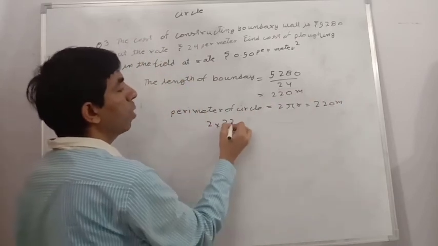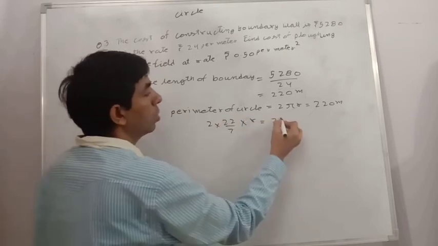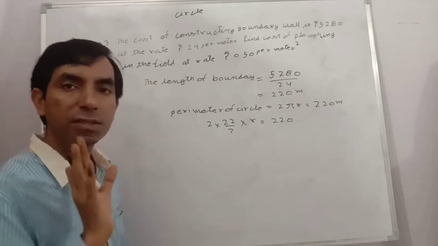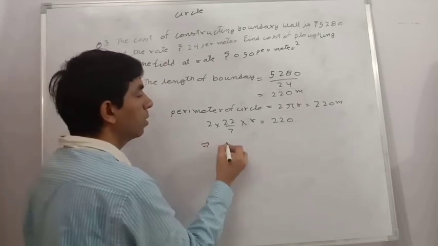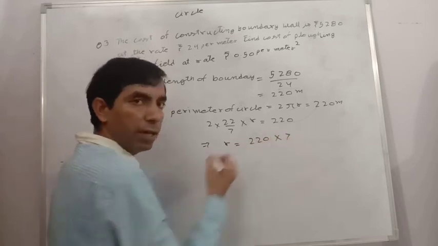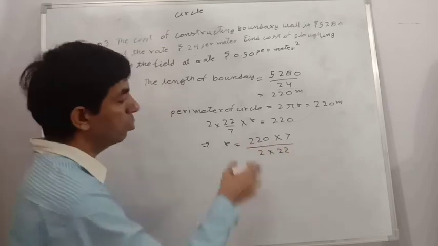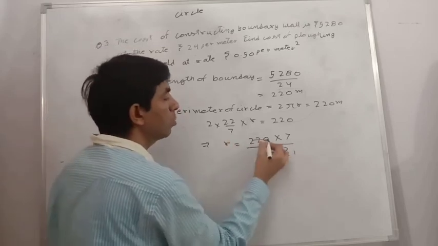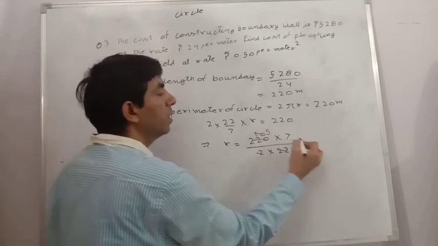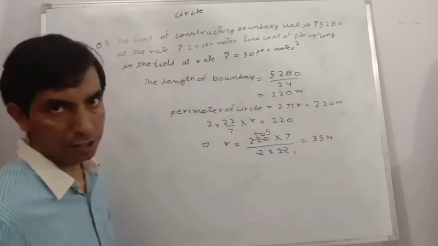Now put the values. 2 multiply 22 upon 7 multiply r. So we take the alphabet on one side and all other things on the second side. Then we get r equals 220 multiply 7 upon 2 multiply 22. Now 22 is crossed out. 22 1 is 22, 22 1 is 22. 1 0 is as it is. 2 1 is 2, 2 5 is 10. Then we get 35 meter as the radius.